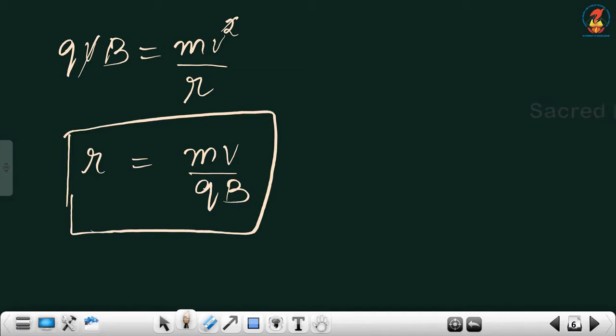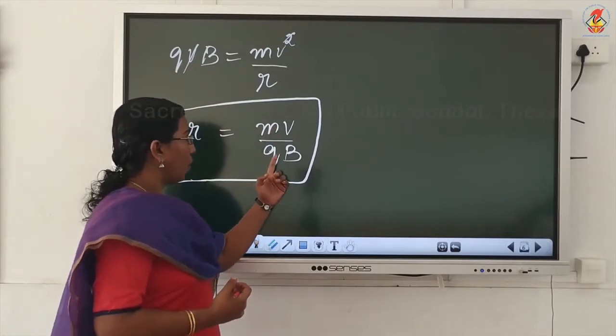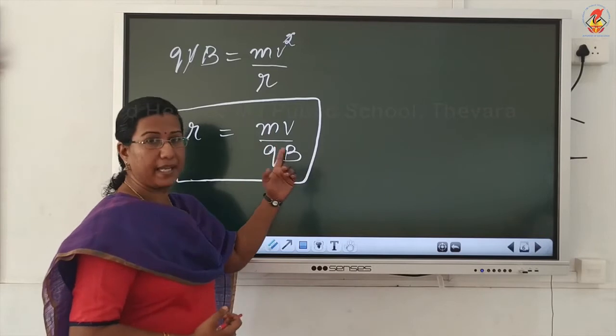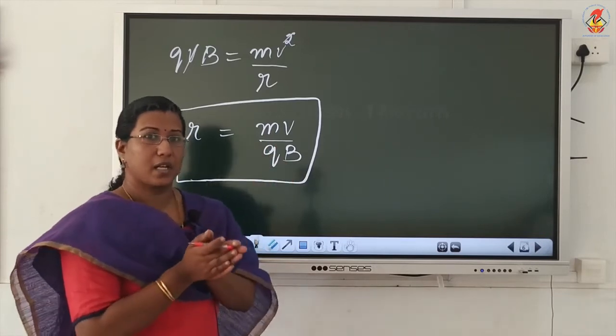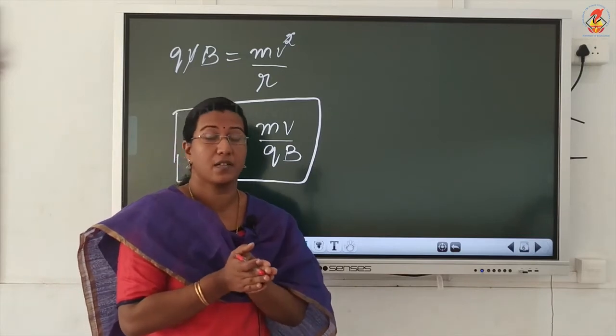Now this is the expression for the radius of the particle in the circular path traveling in the magnetic field. If you look at this equation, you can see R is proportional to m and v, and inversely proportional to q and B. But the charge of the particle is constant. The field we are applying is a uniform field, so it will also have a constant value.